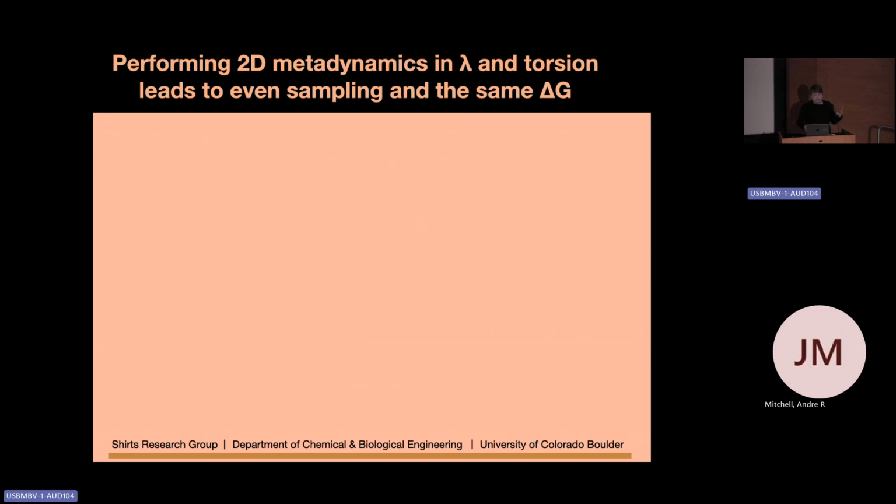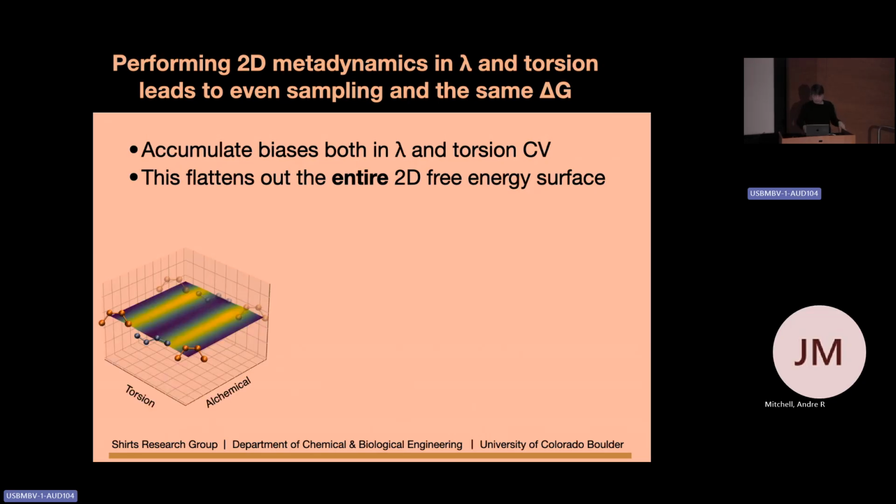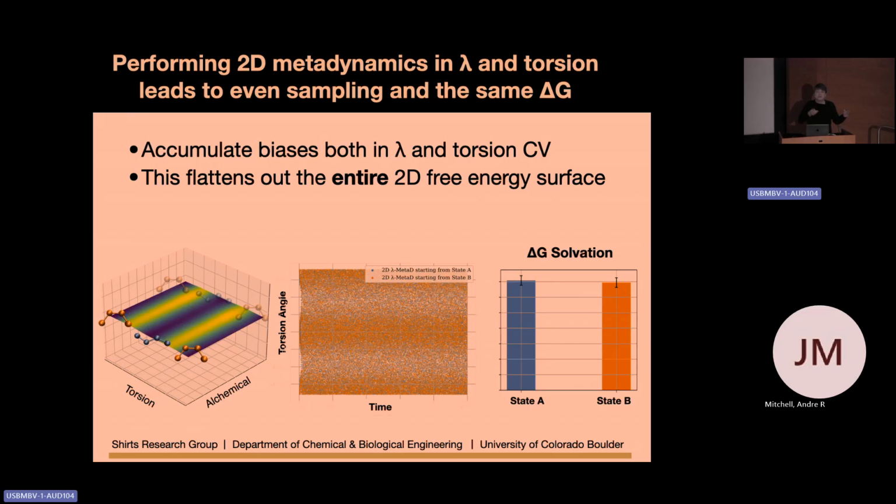But if you then do 2D metadynamics in lambda and your torsion collective variable, you accumulate this 2D bias that flattens out the entire free energy surface. That's what the free energy surface looks like now. And this is what sampling looks like, regardless of whether you start in A or B. Now the free energies you get are independent of the state you start in. This is the simplest possible example, but with all the work that's been done in metadynamics to identify slow collective variables in configuration space, you just add on the alchemical variable as an extra variable and then do the exact same thing, integrate out and get your free energies at the end.